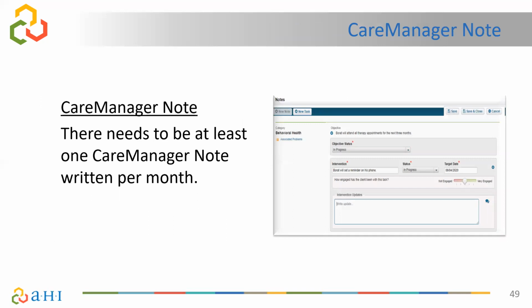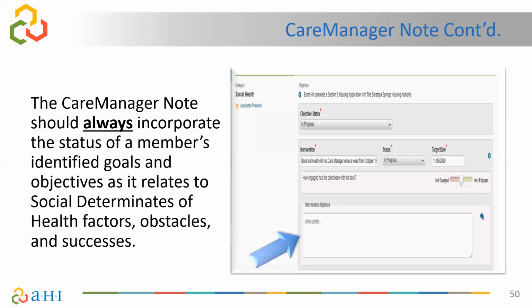So that care manager note has to be at least once a month for the care manager and within the plan of care. So you have to have at least one care manager note a month written in the plan of care. And it should always incorporate the status of that person's identified goals and objectives where it relates to social determinants of health factors, obstacles, and successes.